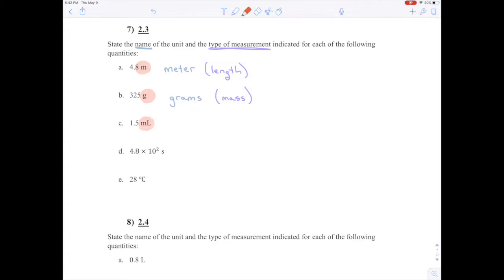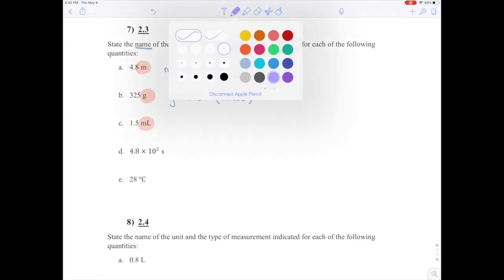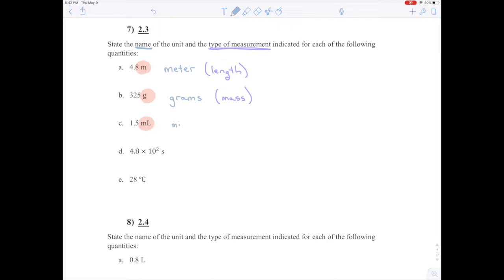For C, they give you mL. Now, the name for that is milliliters. So you can see the M and the L, milliliters. And milliliters measure volume. So how much space something takes up in 3 dimensions.